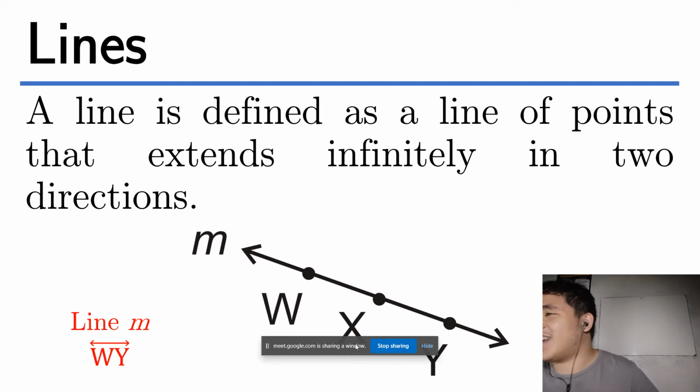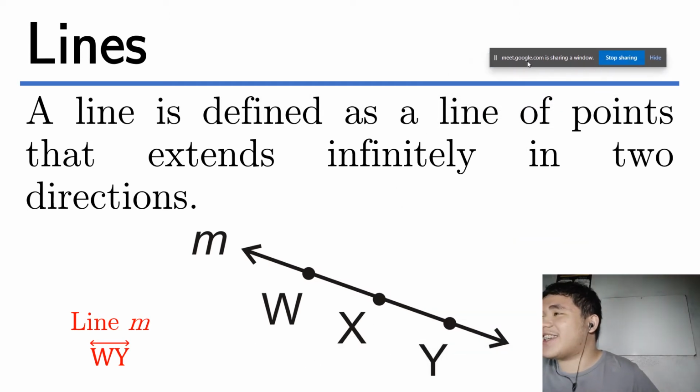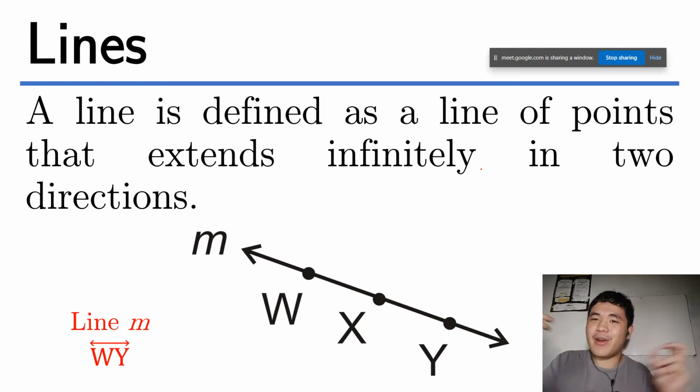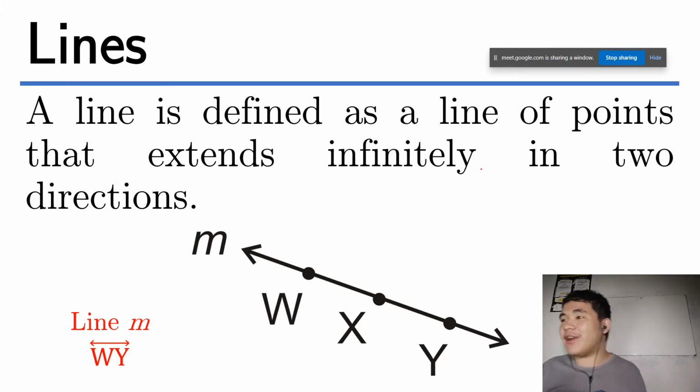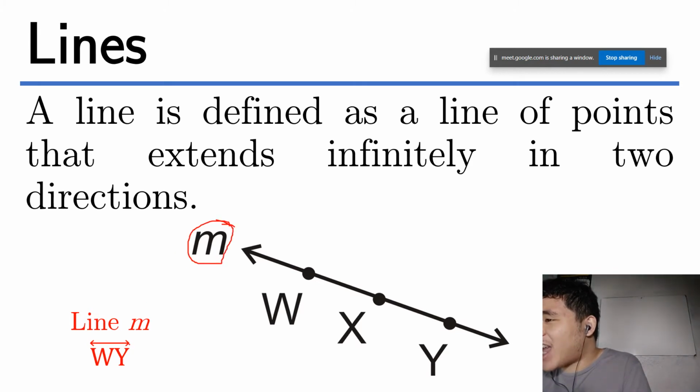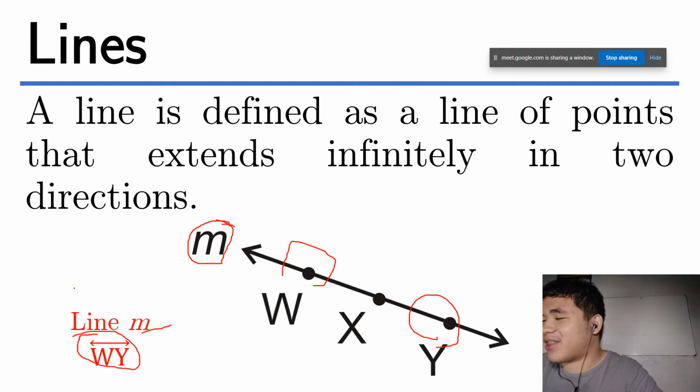Next is line. Line is defined as a line of points. So it's a collection of points that extends indefinitely in two directions. How do we name it? So as shown here, pwedeng ito lang, an italicized letter, right? Line M. Or we can choose the two endpoints, quote unquote, and draw a line there on top, okay?